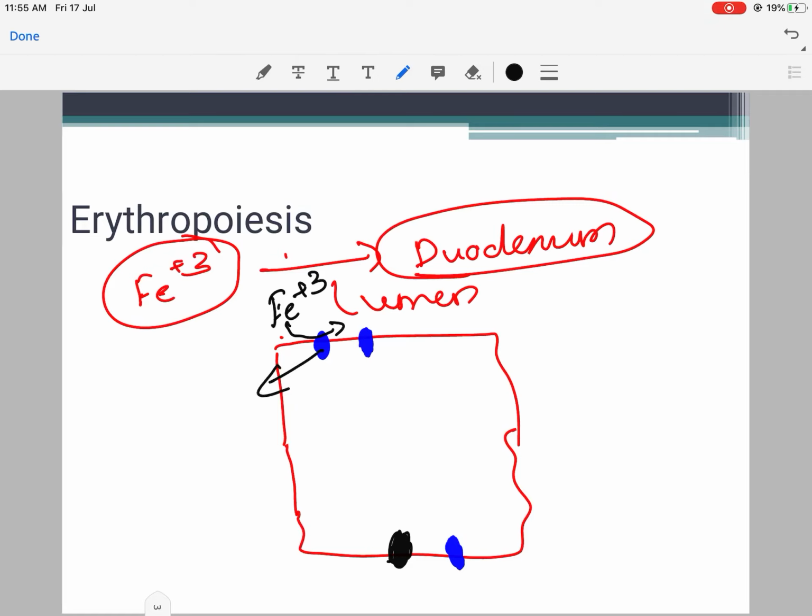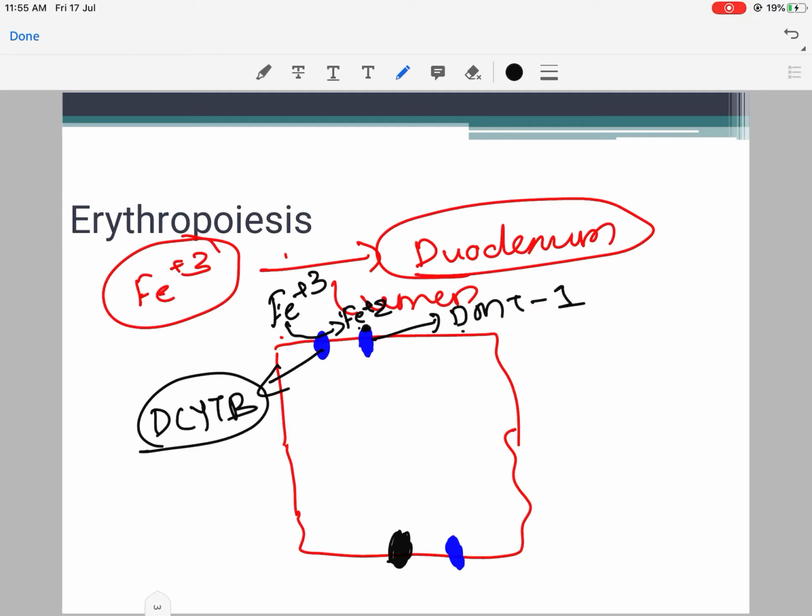This reductase enzyme is ferroreductase, which is called duodenal cytochrome B. So it attaches to duodenal cytochrome B and gets converted into Fe+2. Now Fe+2 can be absorbed in the body. So what it does is that it attaches to another surface protein called divalent metal transporter 1, DMT1, which is present in the duodenum. Divalent means anything which has a +2 charge on it, it absorbs. So calcium is also absorbed from this channel. So it absorbs iron, which is in Fe+2 form.